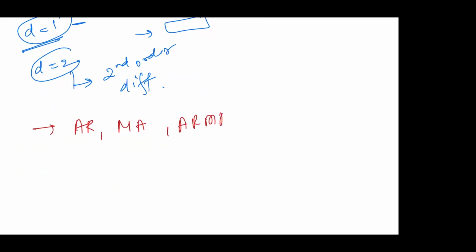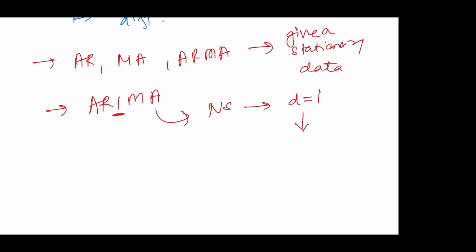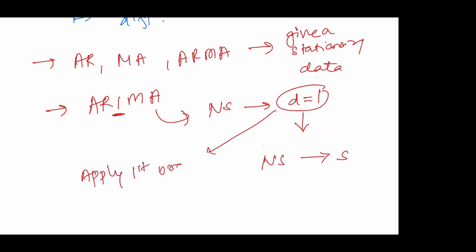See, one more thing is, if you're dealing with the AR, MA, ARMA model, right, you need to give a stationary data. For the ARIMA model, right, since we have differencing integrated in it, even if you give a non-stationary data and just put d equal to 1, it will automatically convert your non-stationary data into stationary data. So when you put d equal to 1, you are saying that apply first order differencing to your time series data.